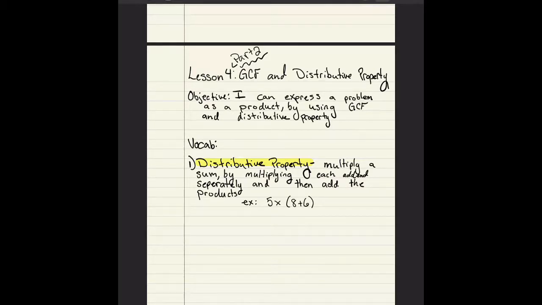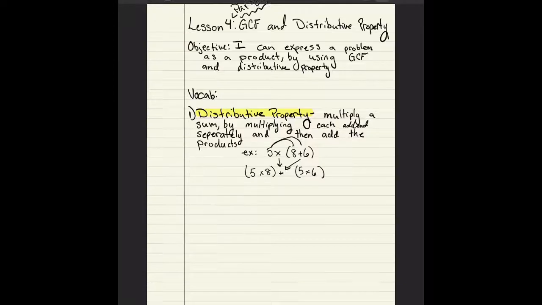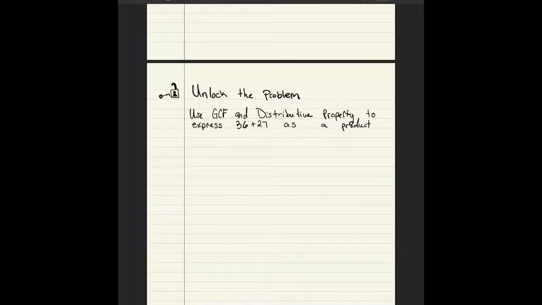the distributive property would be breaking this up, distributing this. So it would be 5 times 8 plus, because we have our addition sign, 5 times 6. So see here it's multiply a sum. Here we're multiplying first, and then you add, right? So multiplying each add-in separately, and then you get a sum. All right, now that we've gone over that, let's jump into unlock the problem.